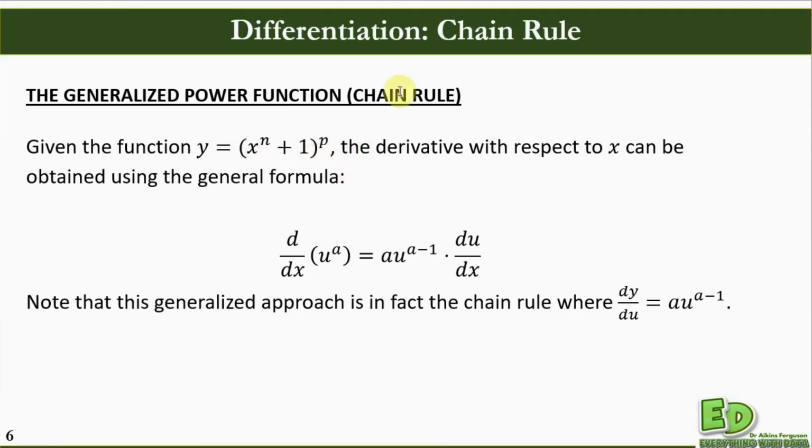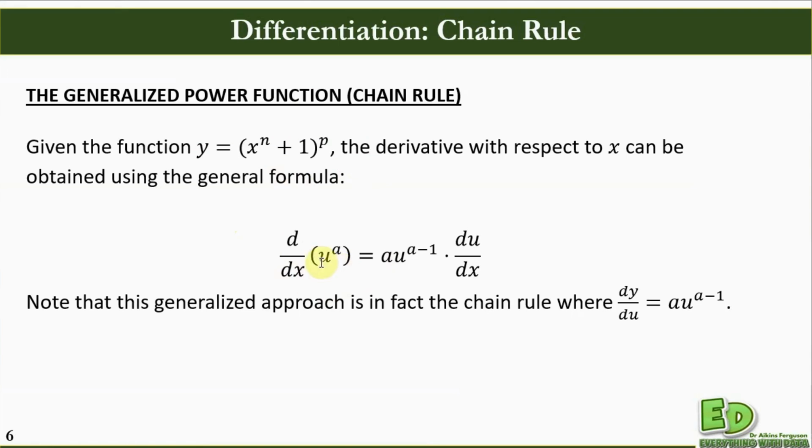Bring the power in front of the function, reduce the power of p by 1, and multiply it by the differential of what is in the bracket here, x^n plus x^(n+1). So this function can also be written in this way, right?